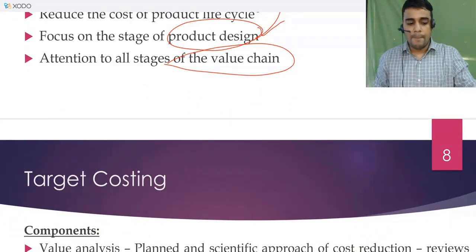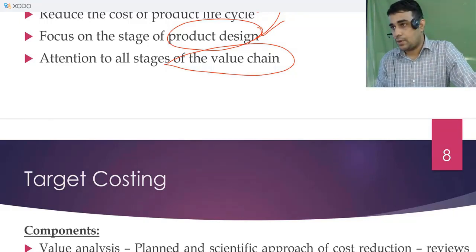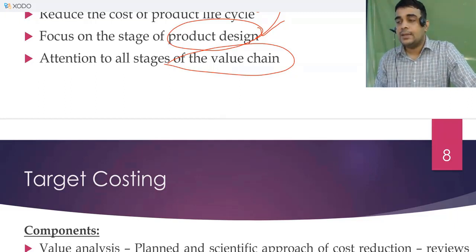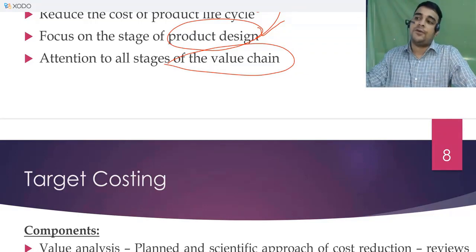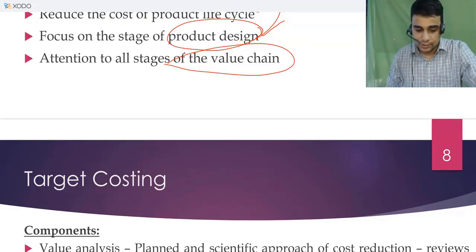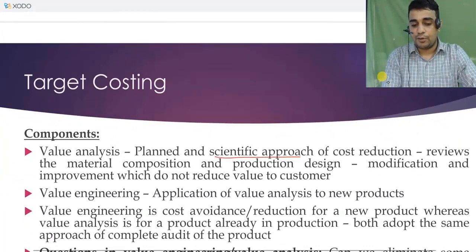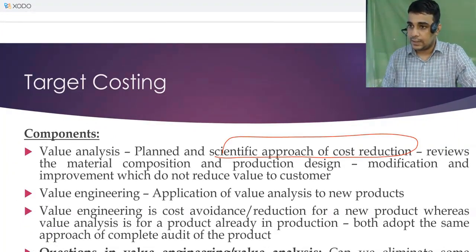Okay, what are the components of target costing? There are two major components, or three major components you can say. One is value analysis, second is value engineering, third you can even bring in a concept called Kaizen costing, but Kaizen costing is mostly after the product is introduced. Value analysis is basically a planned and scientific approach of cost reduction.